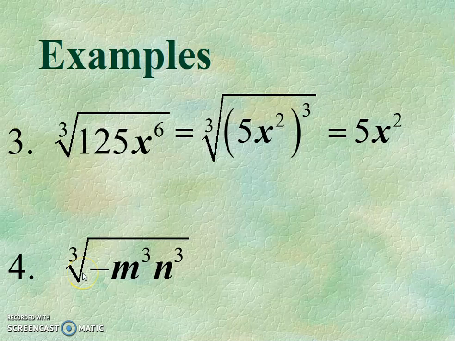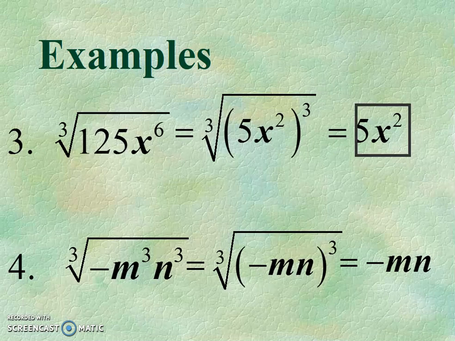Alright, last one, we have negative m cubed. Since this is an odd index, we can evaluate the negative here. So negative m to the cubed root, so 3 divided by 3 is going to be 1, and you keep the negative there. n to the 3rd, so 3 divided by 3 here again is going to be just n. So the cube root of negative m cubed, n cubed, is just going to be negative mn.